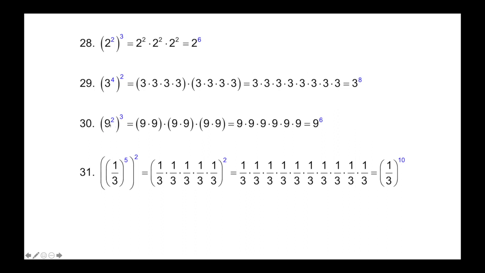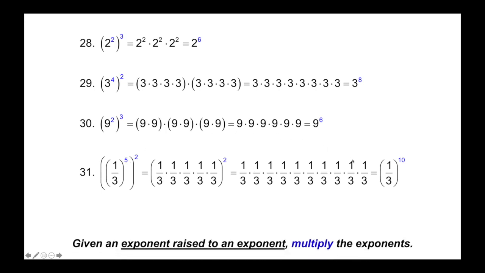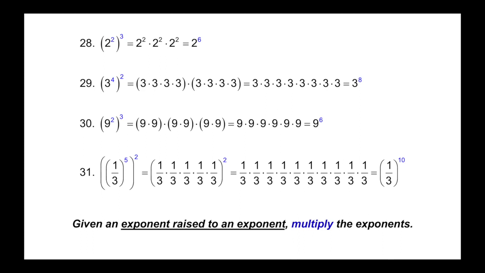For this one, 9 squared, and I'm going to have that 3 different times. So in all, I have a total of 6 9s, or the easier way to do it is just to do 2 times 3, and we would have 9 to the 6th. Over here then, I would do the same thing, 5 times 2, that's going to give me an exponent of 10. So I have 1/3 to the 10th here. So when given an exponent that's raised to an exponent, you're going to multiply the exponents.